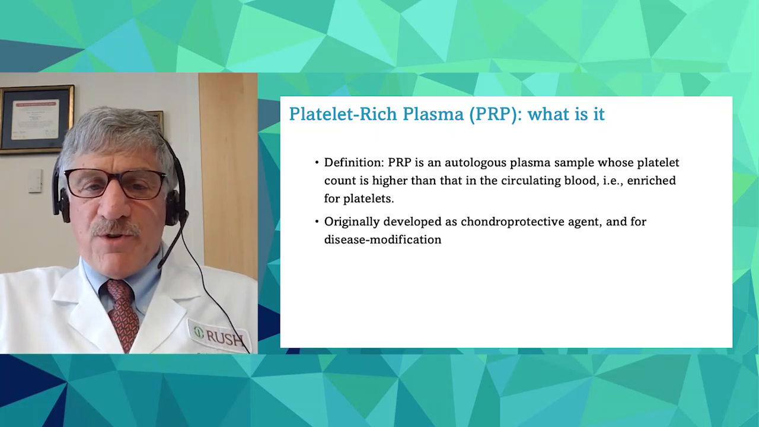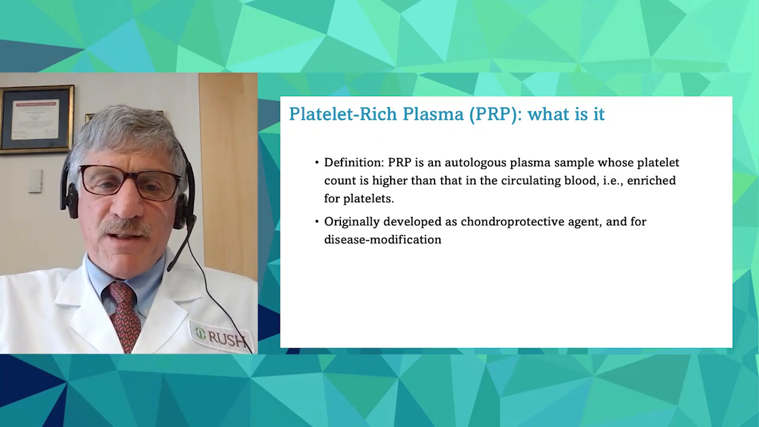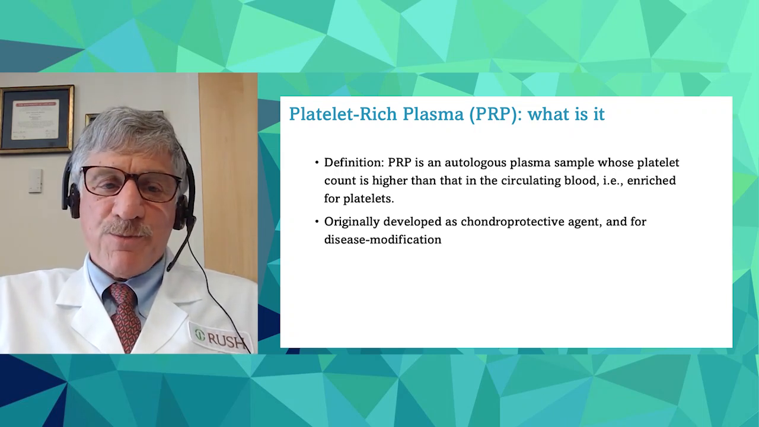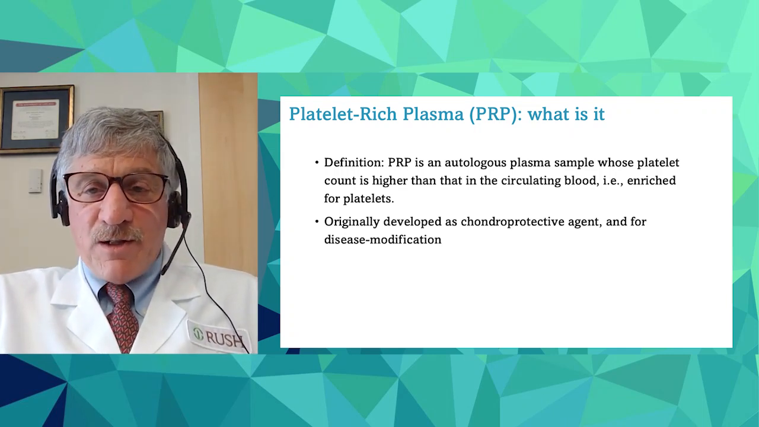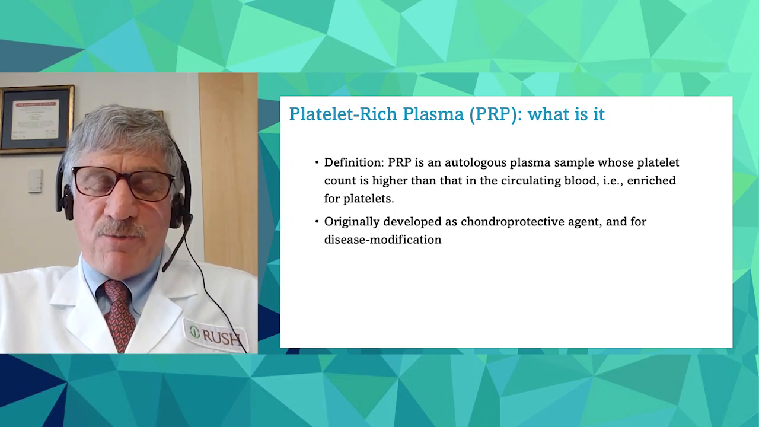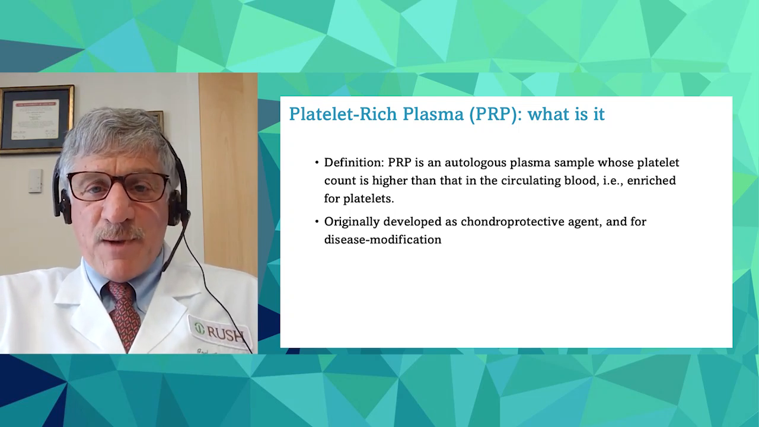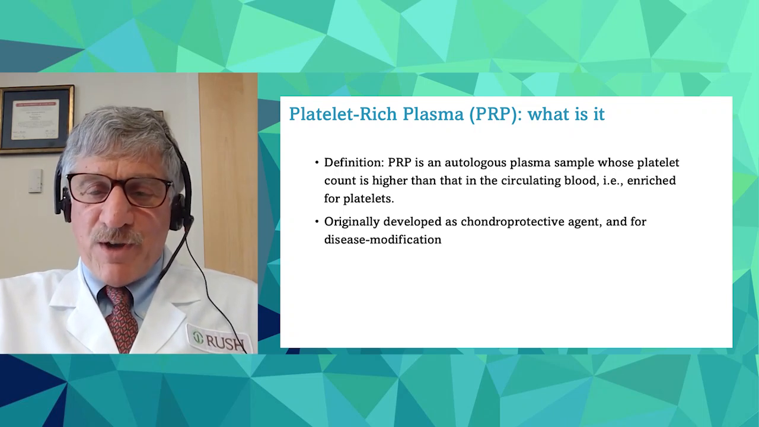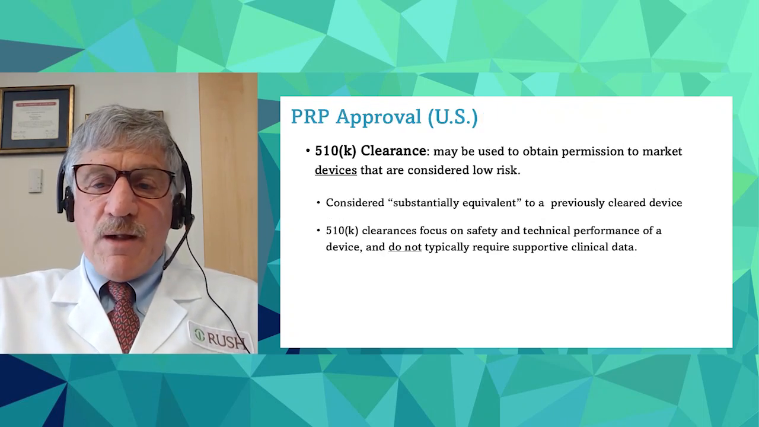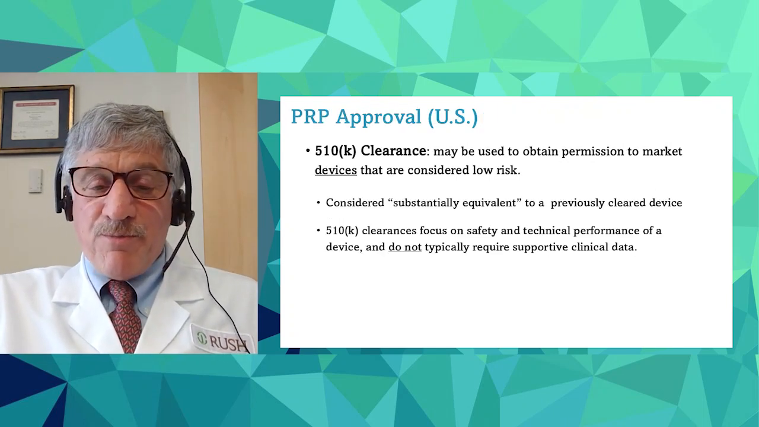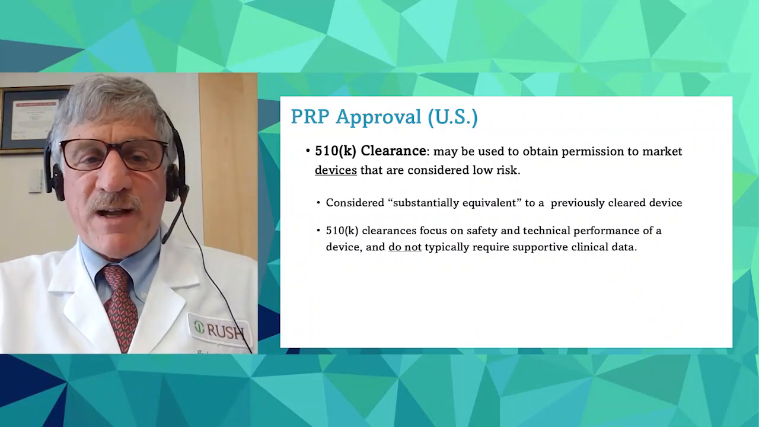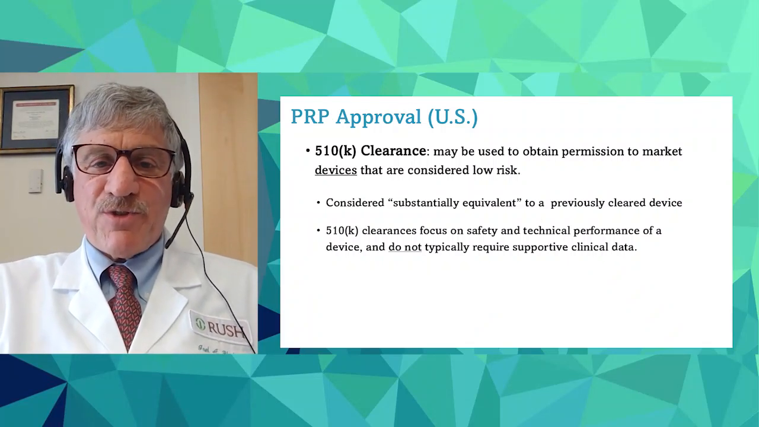What is it? It's an autologous plasma sample whose platelet count is higher than that in the circulating blood. In other words, it's enriched for platelets. It, like all of these agents, was originally developed to protect the cartilage and for disease modification because platelets are very high in growth factors. However, it never needed to be proven to be effective for any of these because it received what's called 510K clearance by the US FDA.